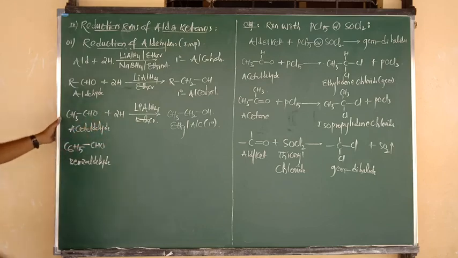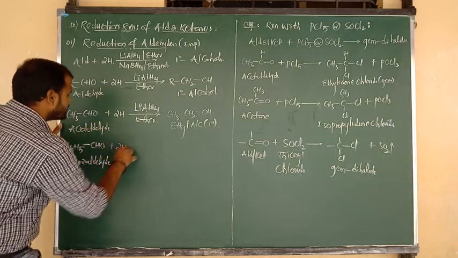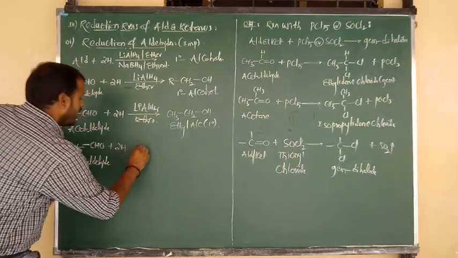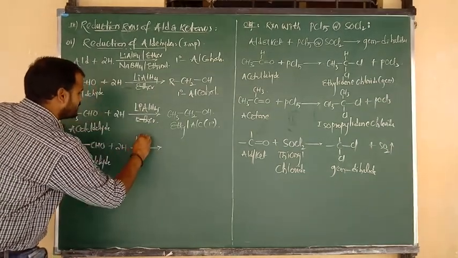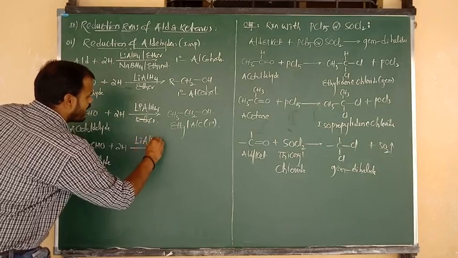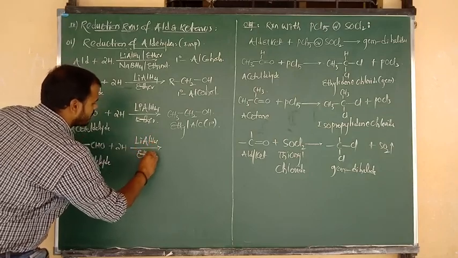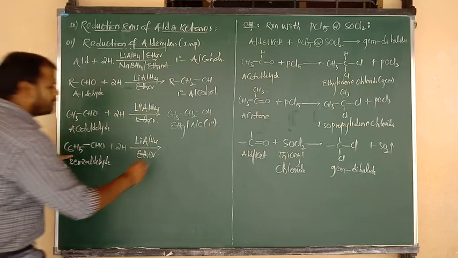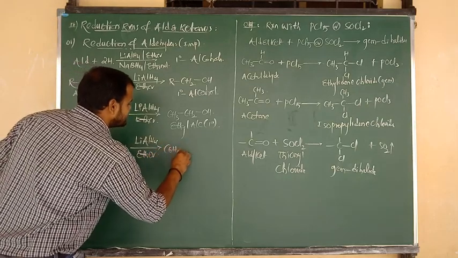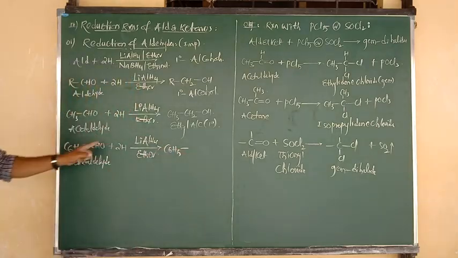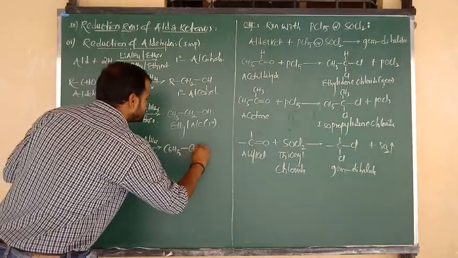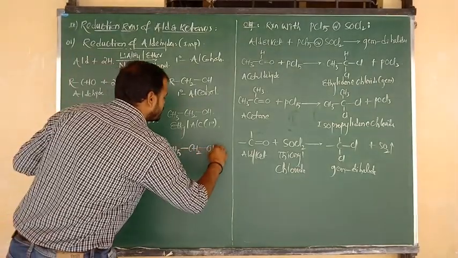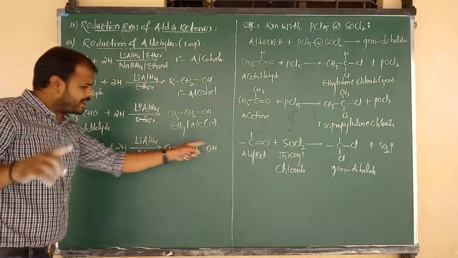Benzaldehyde upon reduction, means upon addition of hydrogen. Addition of hydrogen takes place in presence of lithium aluminum hydride in presence of ether. Again, the benzene group stays as it is, C6H5. One H is given to CH, it becomes CH2. One more H is given to O, becomes OH. So here benzene is connected to OH, no.